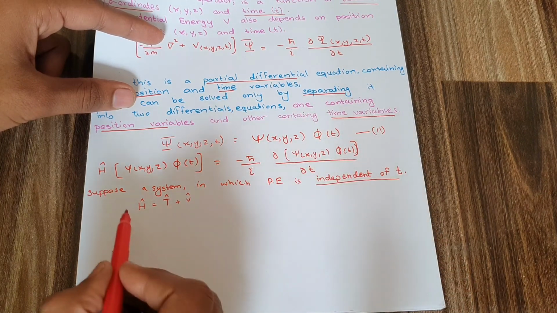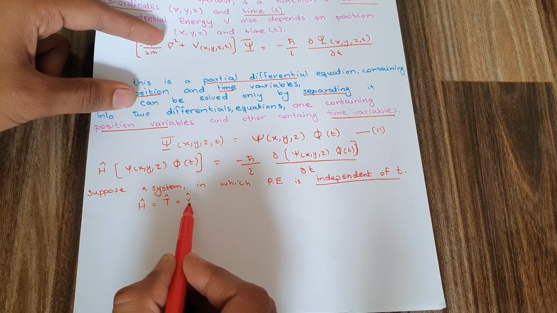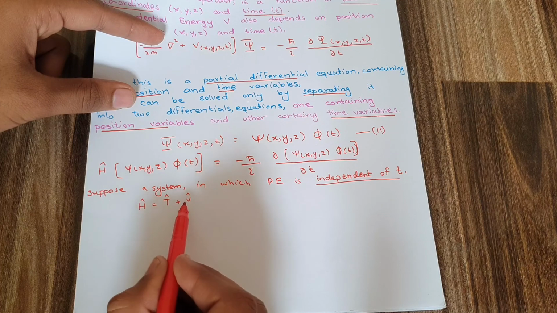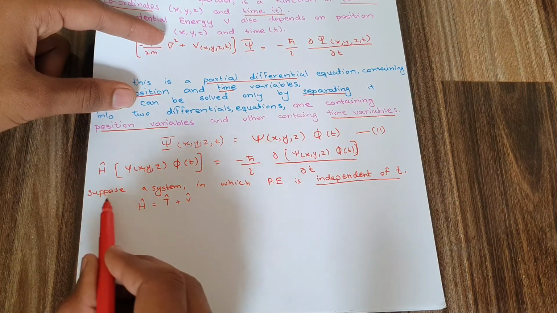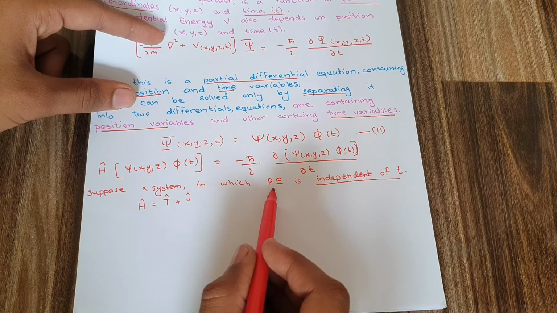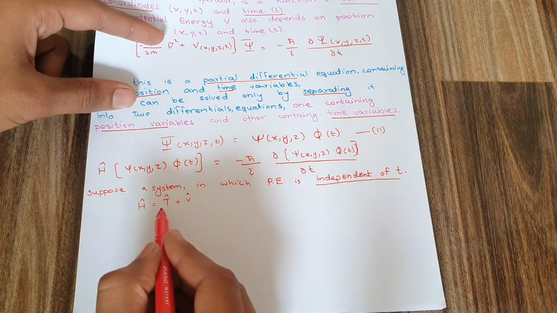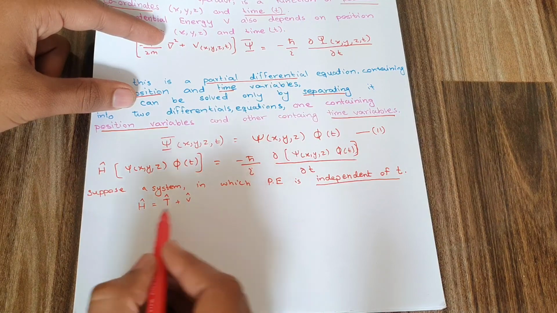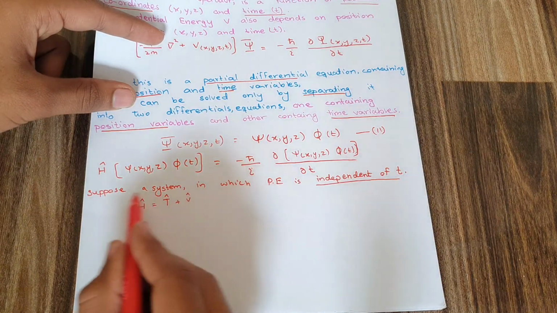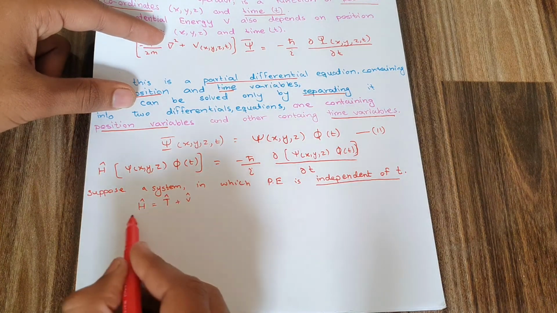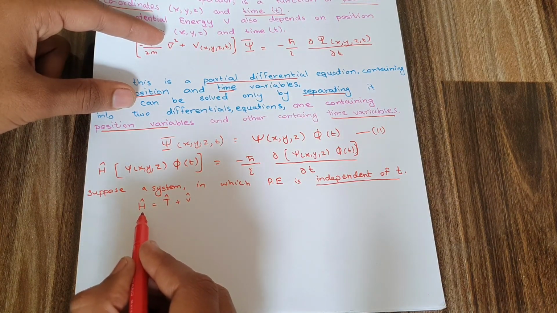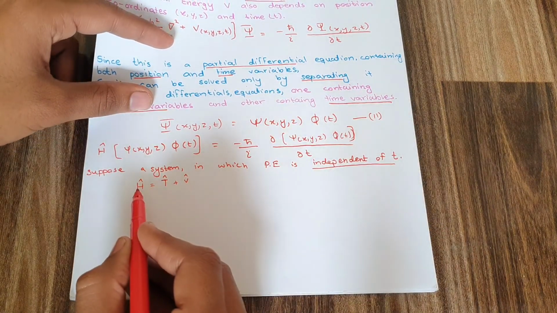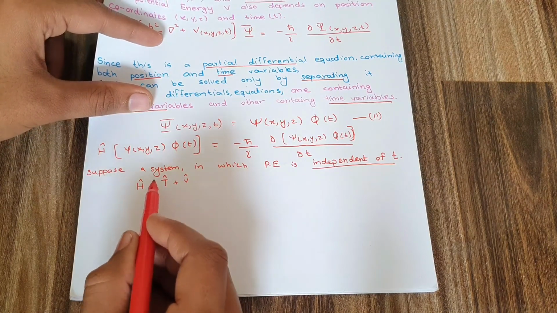I am repeating this: my Hamiltonian operator depends upon the kinetic energy and the potential energy, and the kinetic energy operator does not contain any time variable. Here we have supposed a system in which potential energy is also independent of time. So I can say that my Hamiltonian operator will be independent of time in the case in which my potential energy is independent of time.